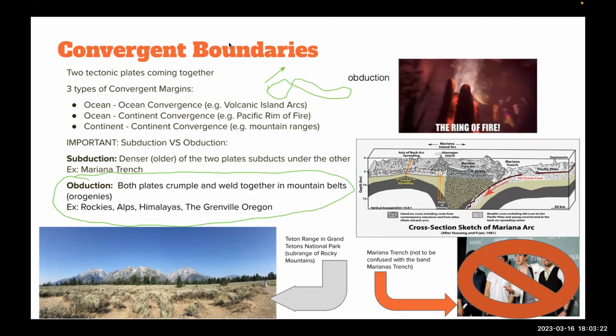Eurasian. That's the Europe and Asian plate. African and Eurasian. Eurasian is one thing. Yeah.